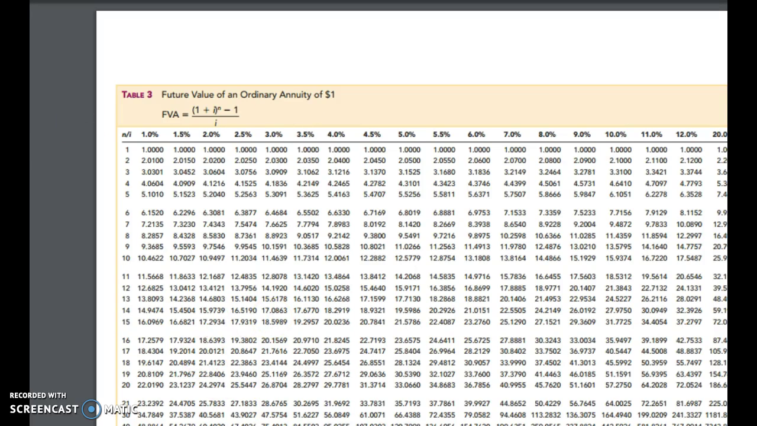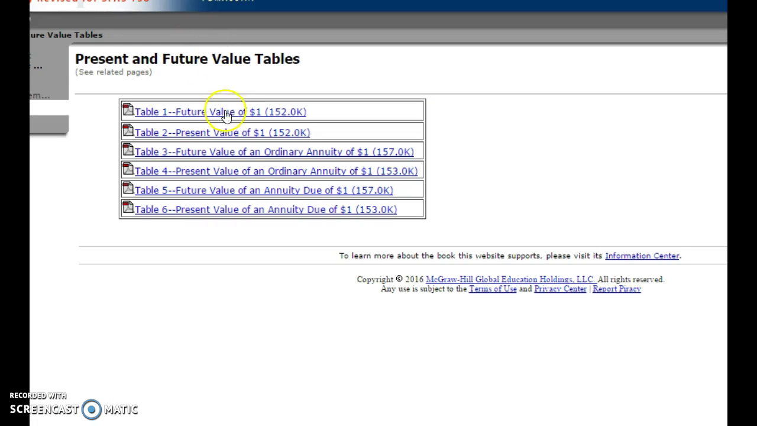And let's see what else you have on your homework here. Then you also have a problem on the homework, number 5 in chapter 5, where you're going to calculate present value. And it works the same way. You've got present value of $1 or present value of an annuity if you want to use the tables.